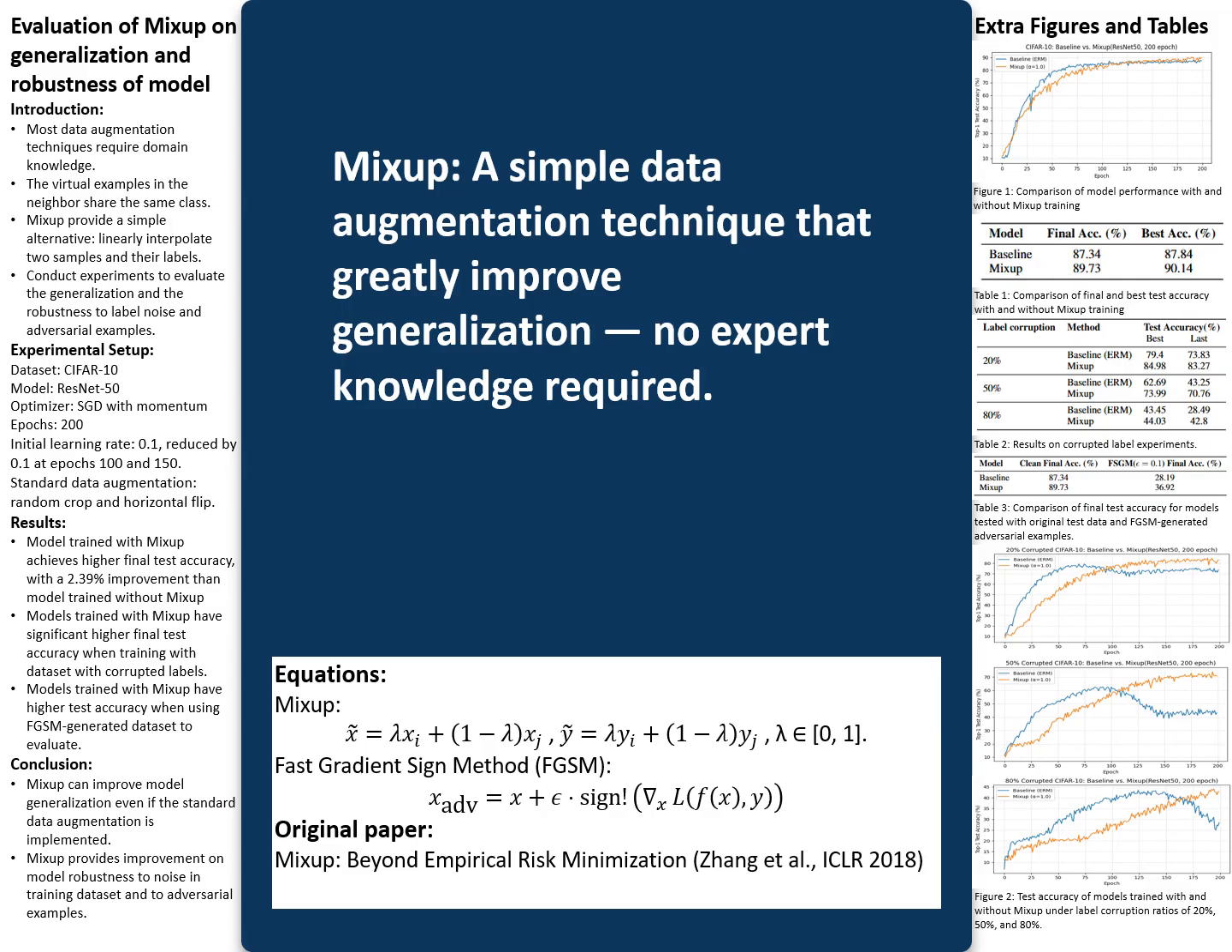When training the models, most people will use data augmentation to prevent the model from memorizing the training data. However, most data augmentation techniques require expert knowledge to define the neighbor around each example in the training data. Besides, the virtual examples in the neighbor share the same class. Those data augmentation techniques do not define the neighbor relation across examples of different classes. Mixup comes up as an alternative.